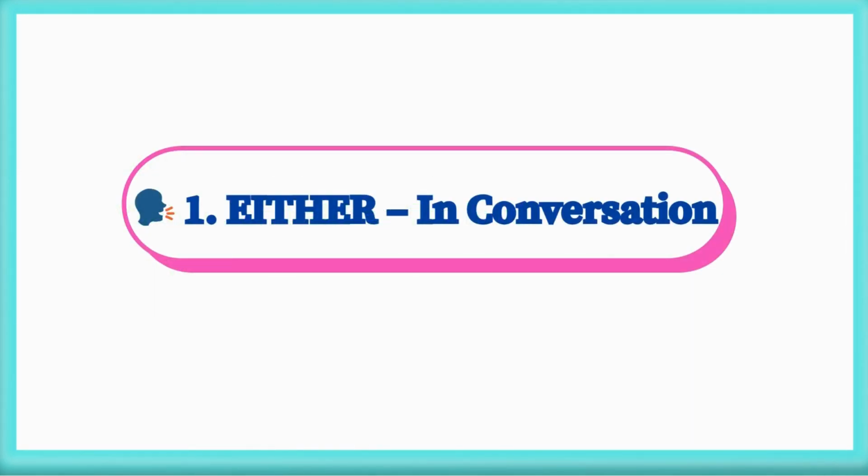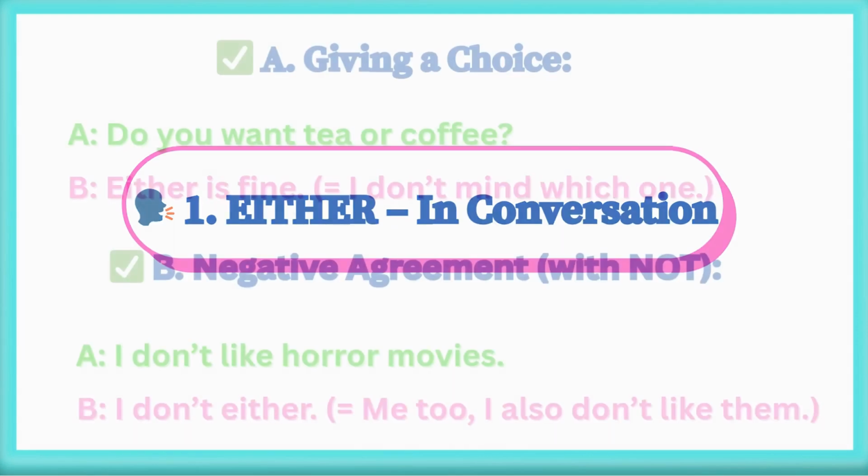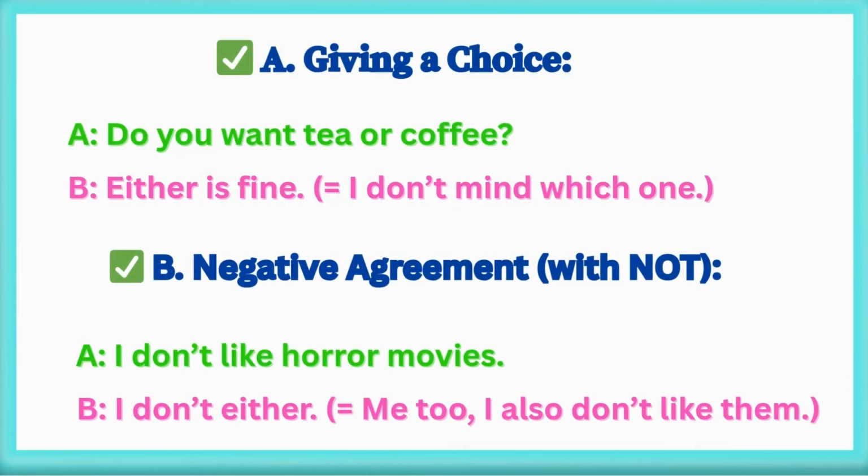Either in conversation. Giving a choice. A: Do you want tea or coffee? B: Either is fine, which is equal to I don't mind which one. Negative agreement with not. A: I don't like horror movies. B: I don't either, which is equal to me too, I also don't like them.